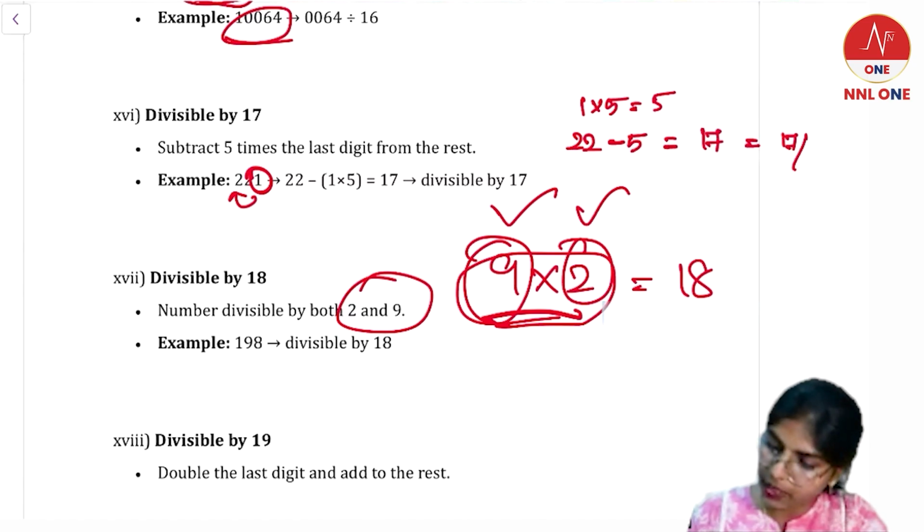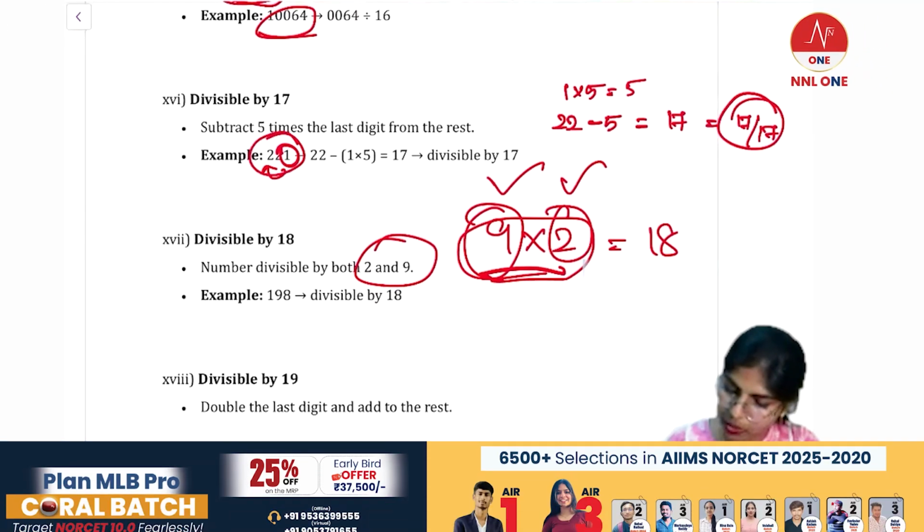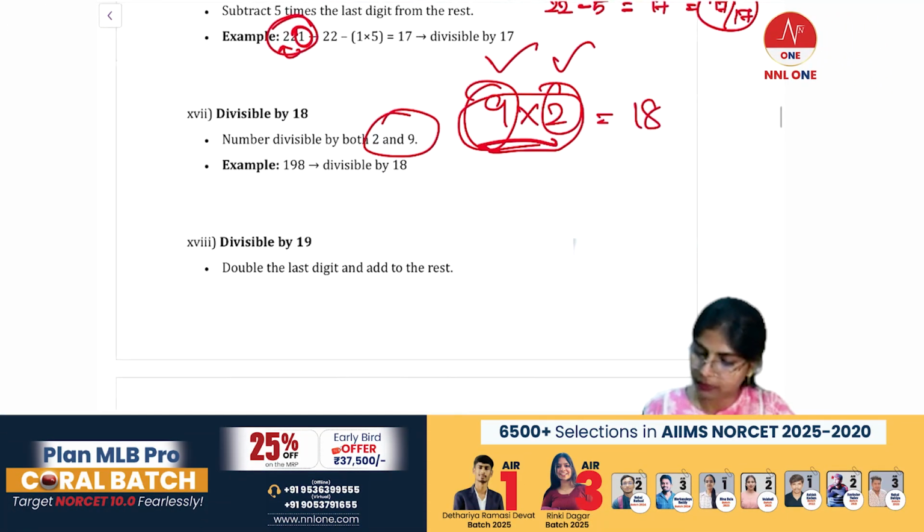17 is divisible by 17. So the entire number is going to be divisible by 17.